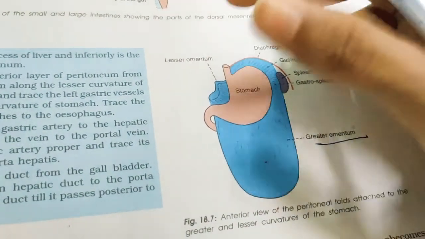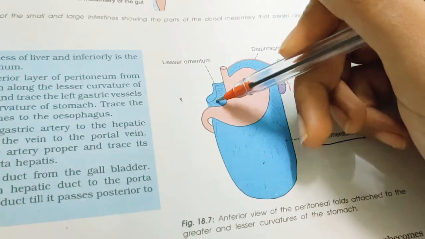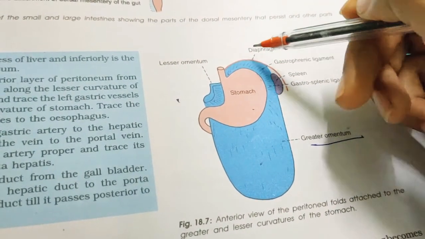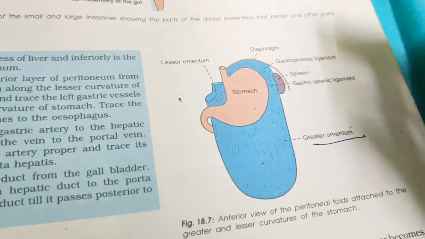Some part between the stomach and liver is the lesser omentum, right? So you can see here the diaphragm, so the gastrophrenic ligament. Okay, so you can say this structure is clear.